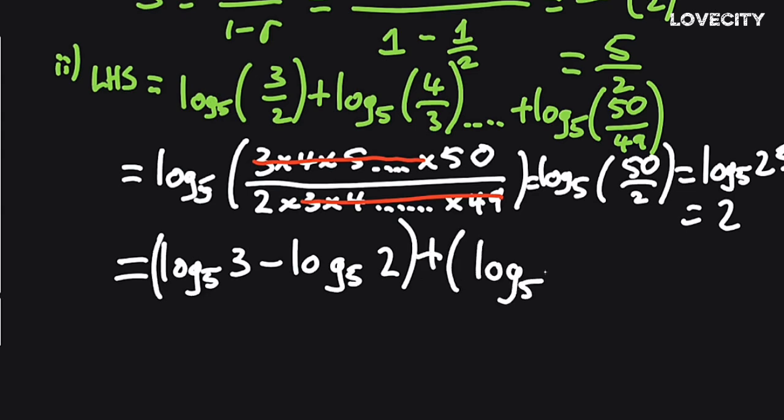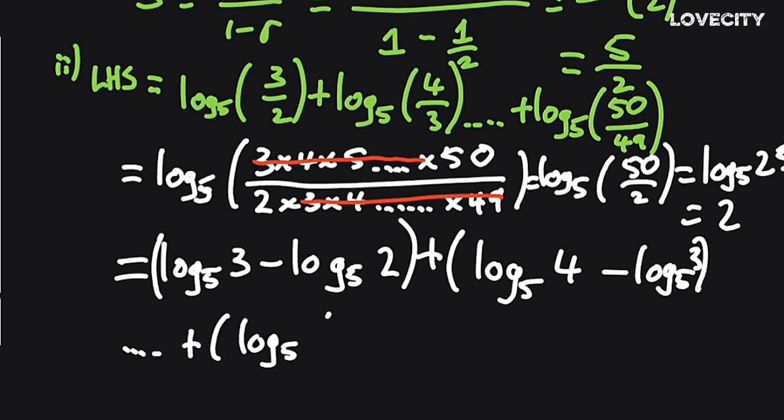telescoping. The next one is log 5 of 4 minus log 5 of 3 dot dot dot plus log 5 of 50 minus log 5 of 49.